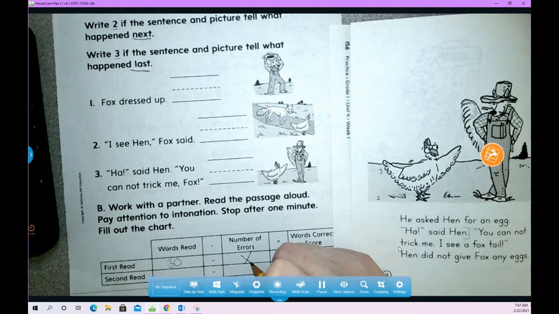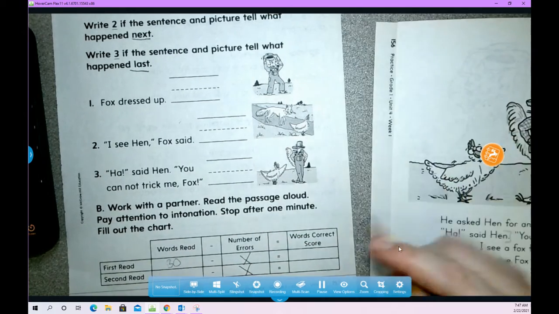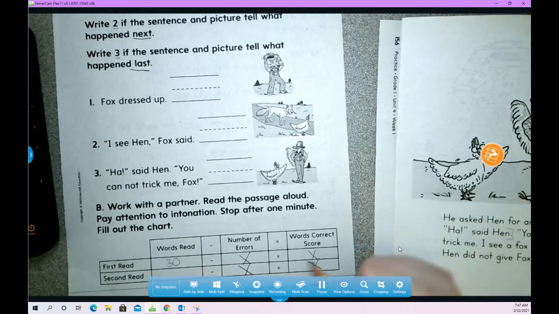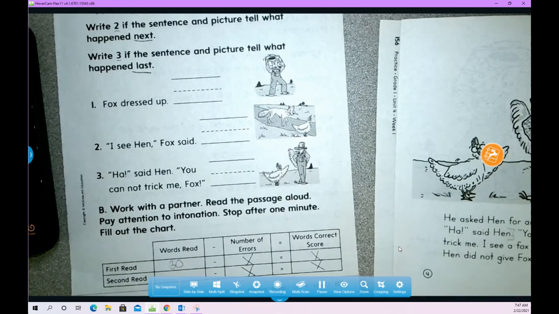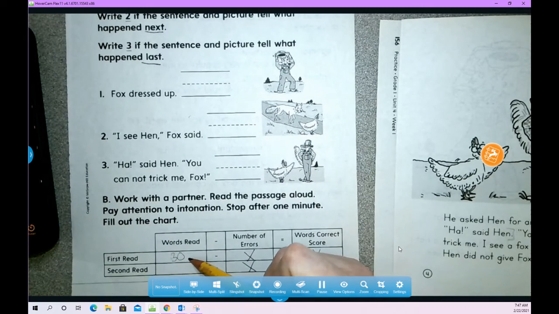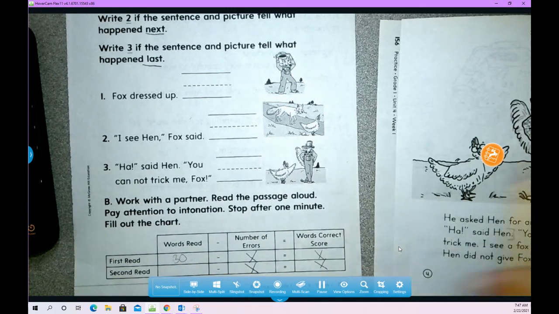This part you're going to ignore. I just want to know how far you got. Okay? And then you're going to do it one more time and you're going to see if you can read more words than you did the first time. Alrighty?